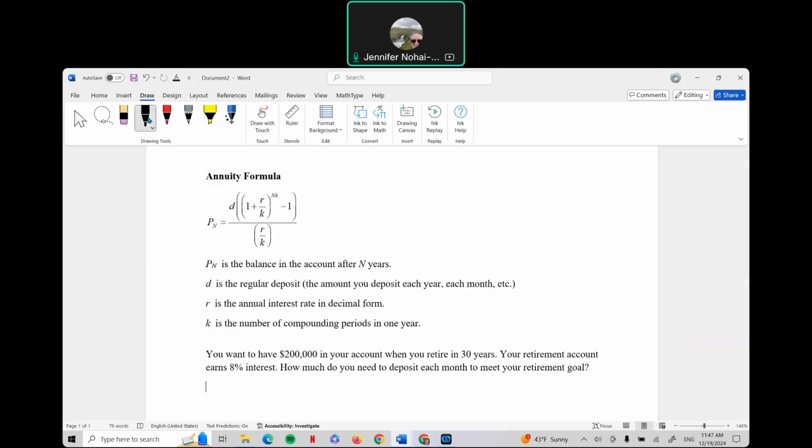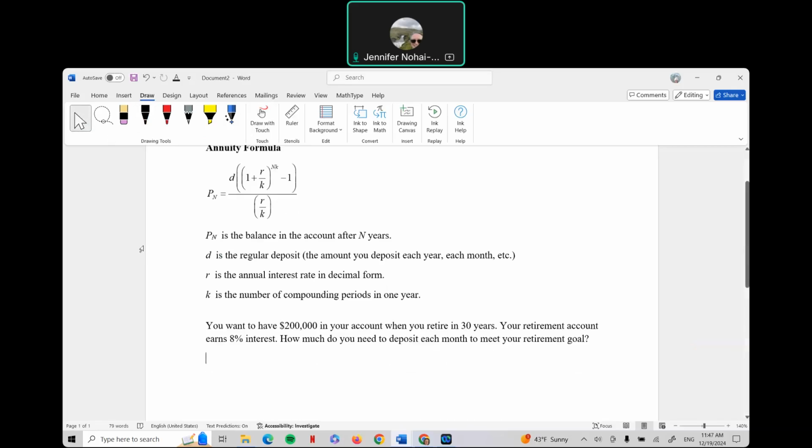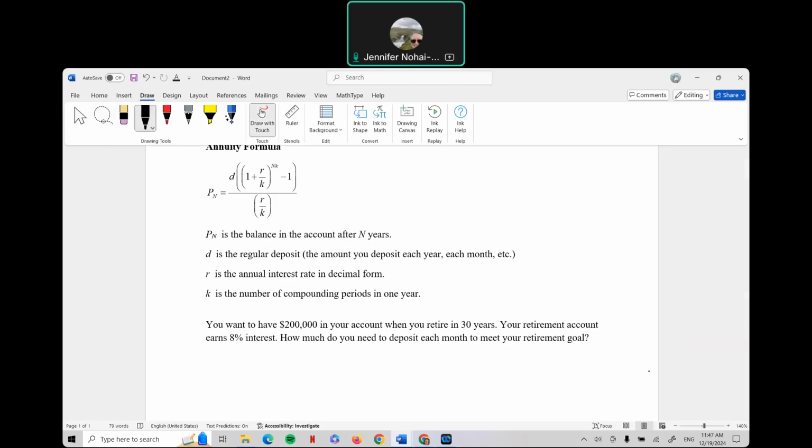So let's fill this in. So P sub n, that is the amount we're going for, the amount our goal is. So P sub n is 200,000. And that equals our D, which we don't know, our deposit each month. And then we have 1 plus our rate. Our rate is 8%, as a decimal is 0.08 over K.